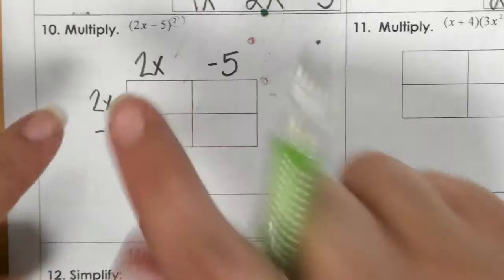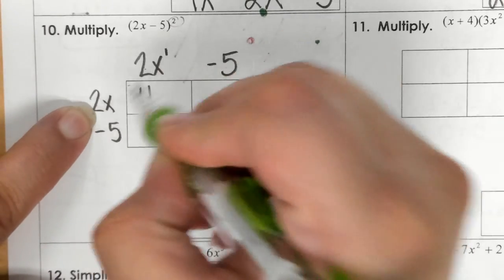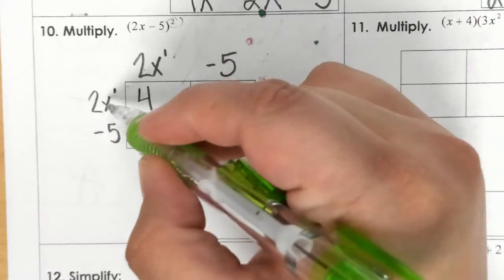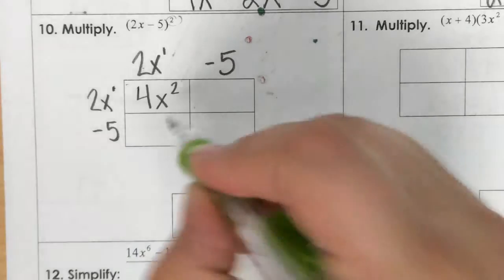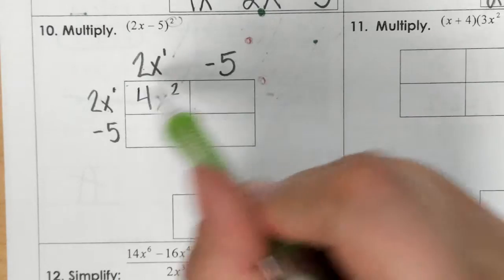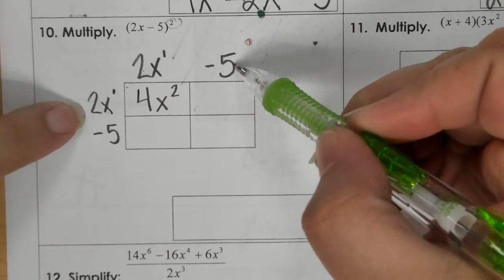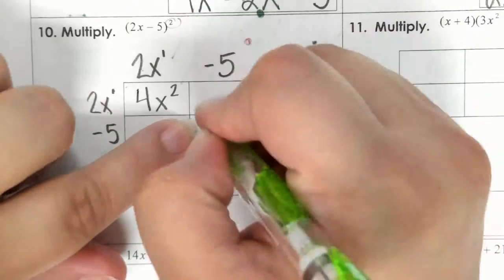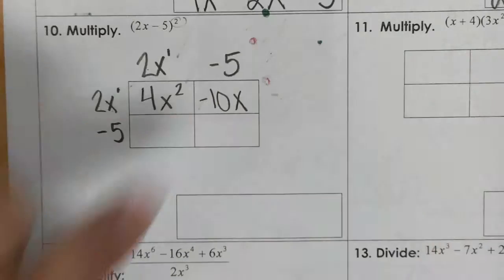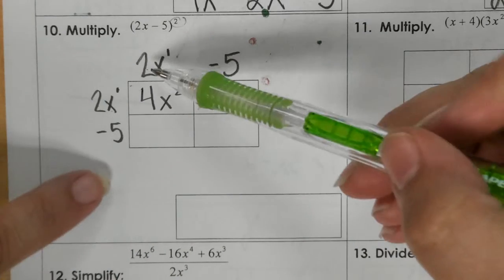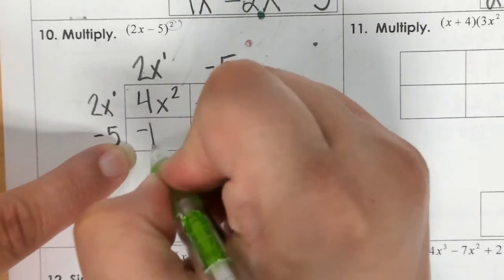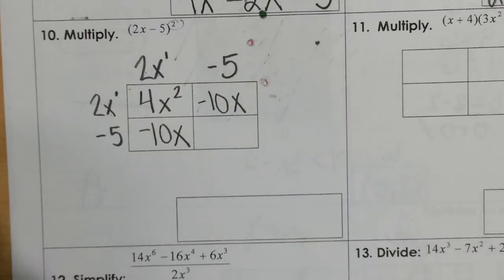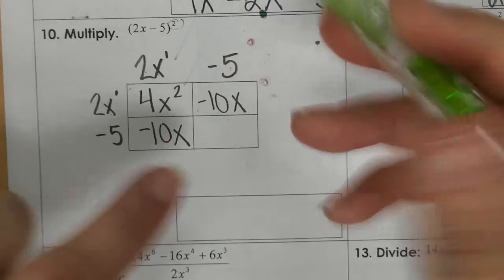So here we're going to multiply the big number. So 2 times 2 is 4. But we're going to add the exponents. So x to the first times x to the first is x squared. Then 2x times negative 5, this would be a negative 10x. Okay, here 2x times negative 5, again, is negative 10x. And then lastly, negative 5 times negative 5 is 25.